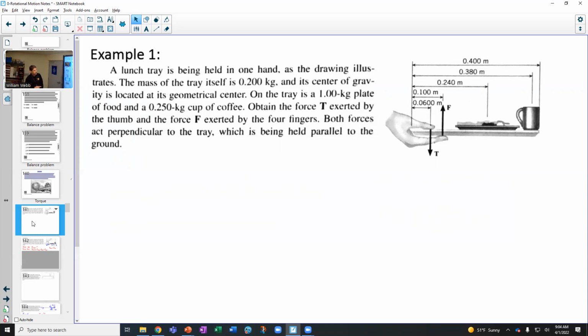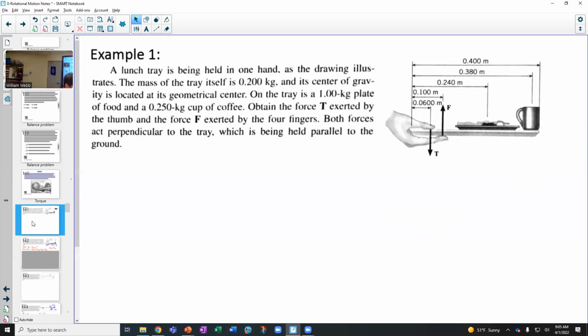It says both forces act perpendicular. Why is that helpful? Sine of 90, right? We just can drop out the whole sine of 90 thing. It's just 1, 1, 1, 1. And then which is being held parallel. So we're holding it parallel, keeping the forces perpendicular. So we just have to worry about force and distance. The whole sine of 90 can sort of drift away for this problem.